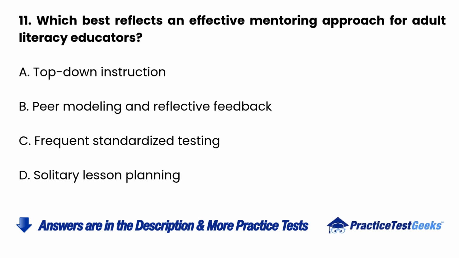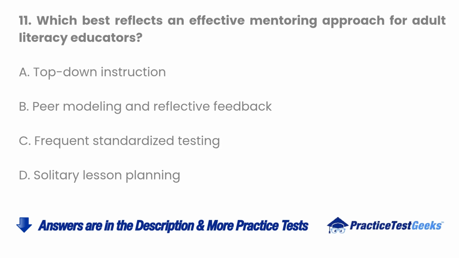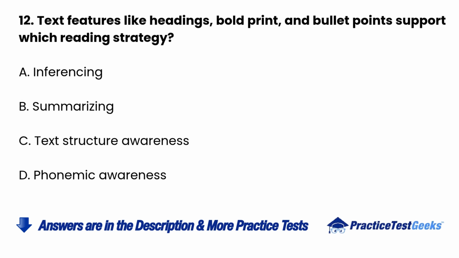11. Which best reflects an effective mentoring approach for adult literacy educators? A. Top-down instruction. B. Peer modeling and reflective feedback. C. Frequent standardized testing. D. Solitary lesson planning.